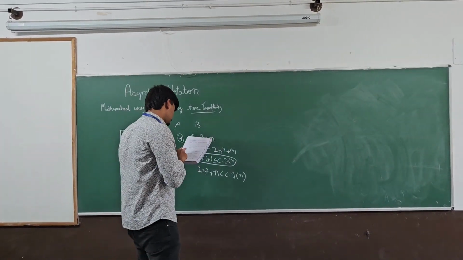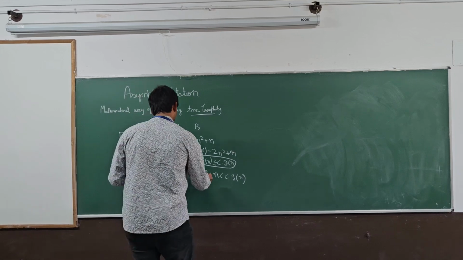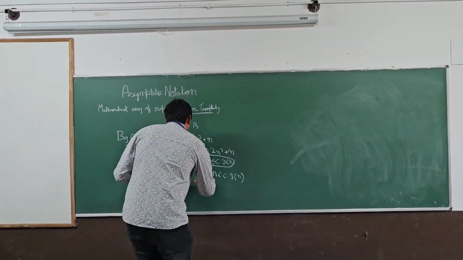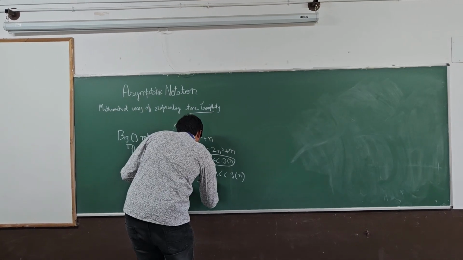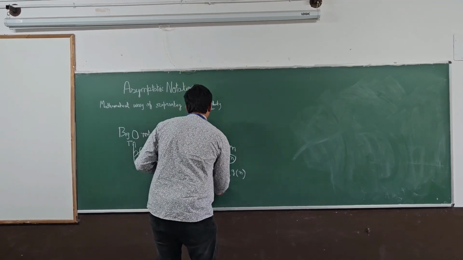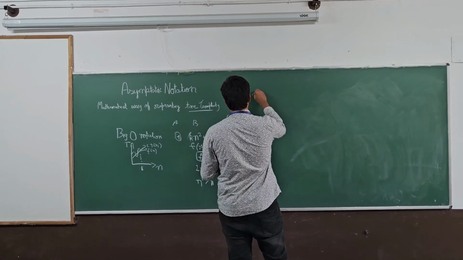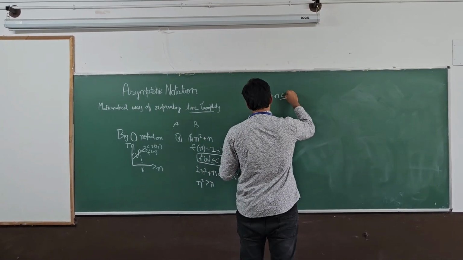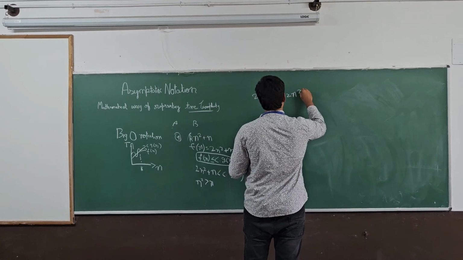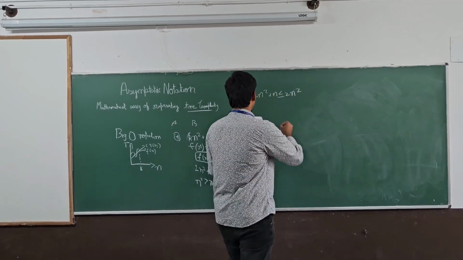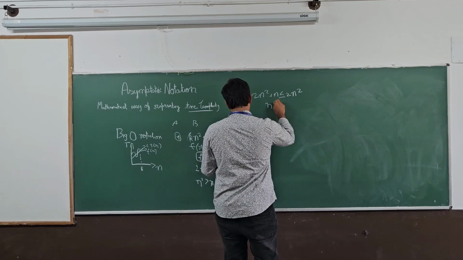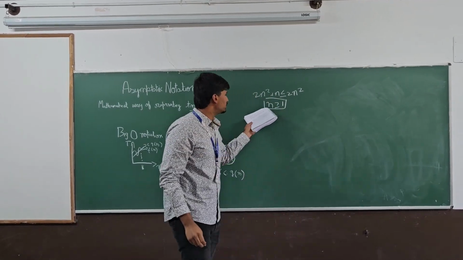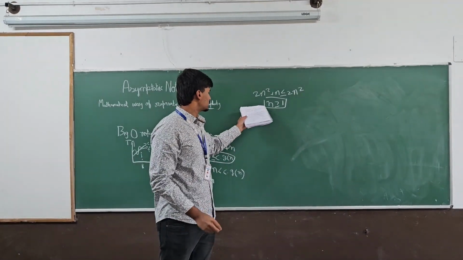C is a constant. It can be simplified: when compared, n square will be greater than n, and the equation becomes n greater than or equal to 1. It holds good when the n value is greater than or equal to 1. N means the total number of inputs.